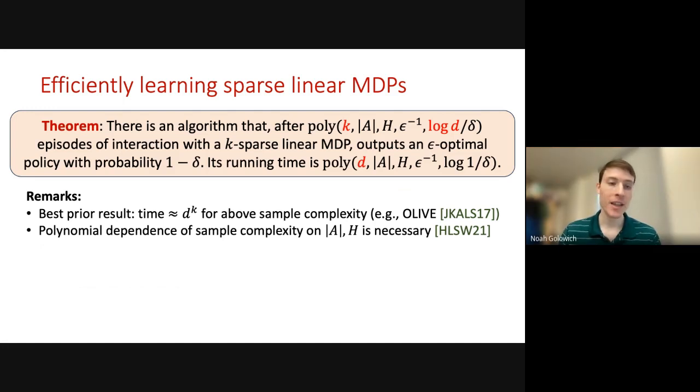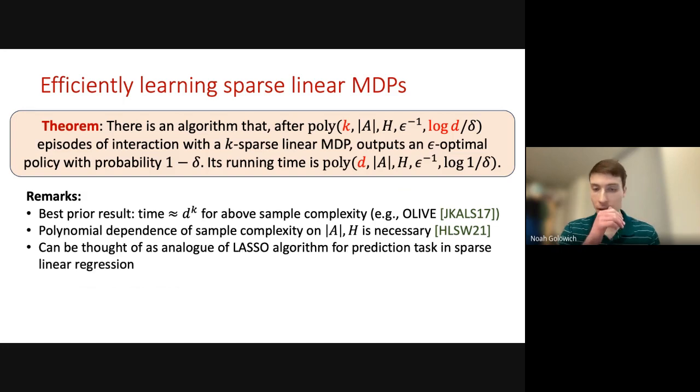I'll also note that the polynomial dependence of our sample complexity on the number of actions in the horizon is necessary, as has been shown in some prior work. Now, one way to think of our algorithm is that it's an analog of the guarantee of the lasso algorithm for the prediction task in sparse linear regression. And I'll say more about this later in the talk. The lasso algorithm also guarantees sample complexity which is polynomial in the sparsity and log dimension, and running time which is polynomial in the dimension.